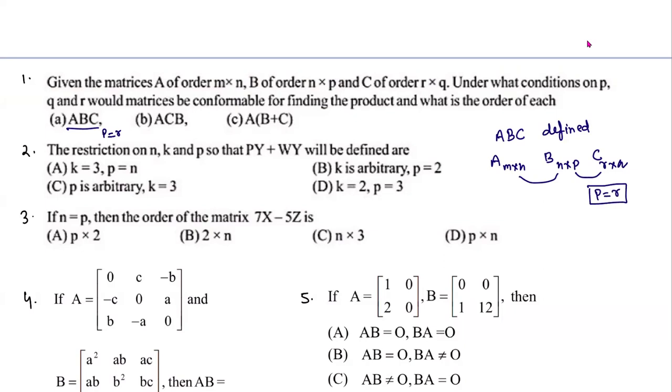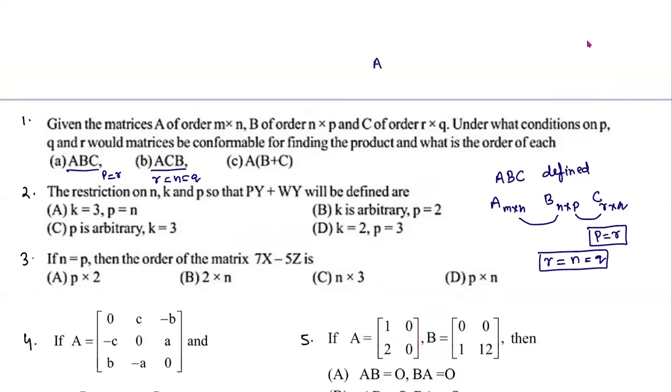Now when is ACB defined? A is m cross n, so when r equals n, then AC will be defined. And C is r cross q, so ACB is defined when r equals n equals q. Am I correct? Yes, sir.